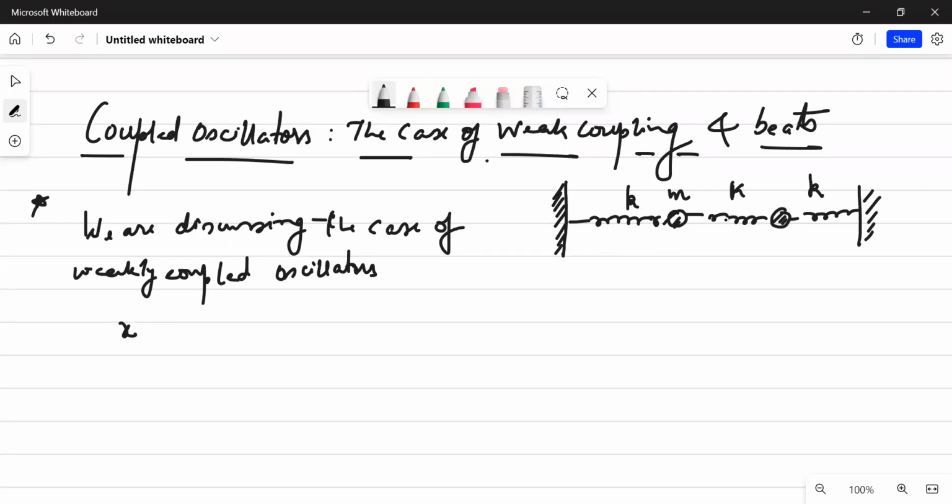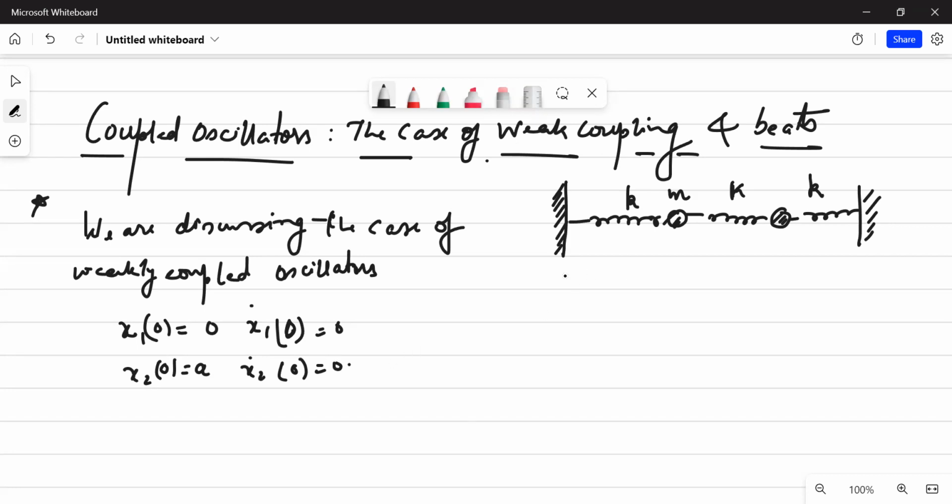The initial conditions are that your left mass is at rest at t equal to 0, and it is not displaced also. And your right mass is displaced to a point A at t equal to 0. So these are the initial conditions that are supplied to us. Now let us first write the equations of motion for the left mass and right mass.